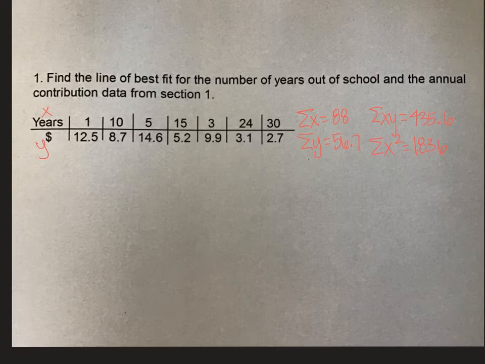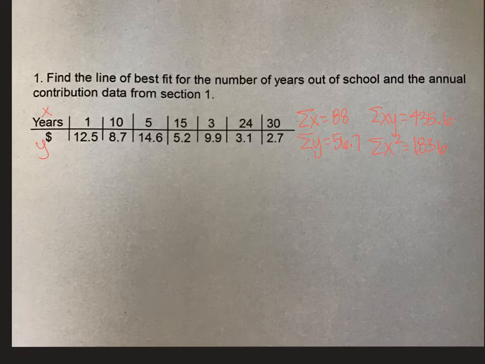It's the exact same data we had before. But remember, for the sum of x's, I'm just adding all my x values. The sum of y's, I'm adding all my y values. The sum of x times y, I'm multiplying my x and my y, like 1 times 12.5, 10 times 8.7, 5 times 14.6, all the way, and then adding all of those up. And for the sum of x squared, I'm just squaring my x's, like 1 squared, 10 squared, 5 squared, 15 squared, adding all of those up.